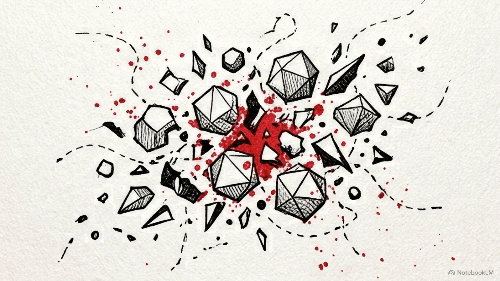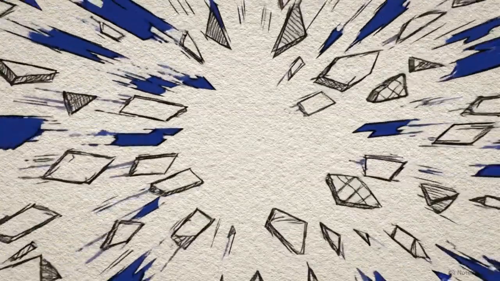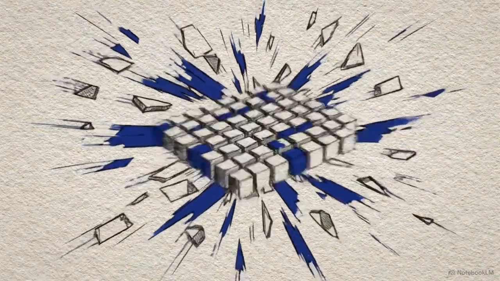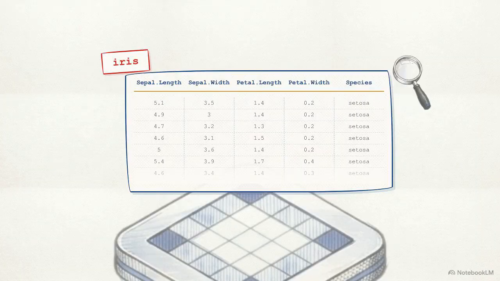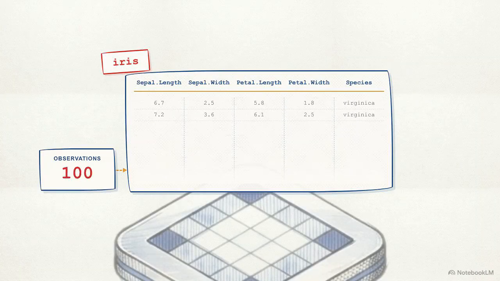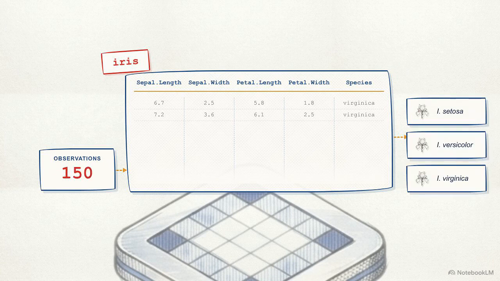Raw data is chaotic. It rarely arrives perfectly formatted for analysis. Before you can extract any real insights, you have to organize that noise into a strict, readable structure. To see how this organization process works, we will use one of R's built-in collections, the Iris dataset, which contains 150 individual measurements of different flower species.